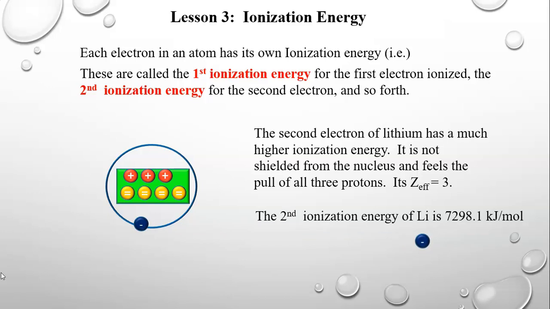So the second ionization energy of lithium is 7,298.1 kilojoules per mole. So it takes a whole lot more energy to pull that second electron away.